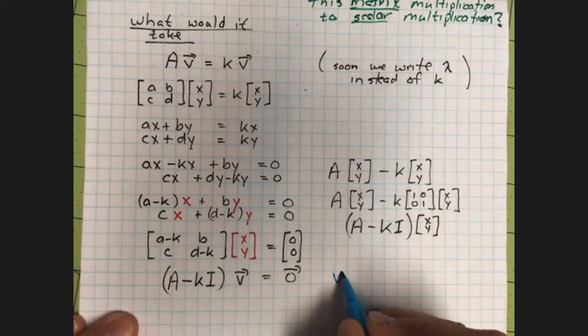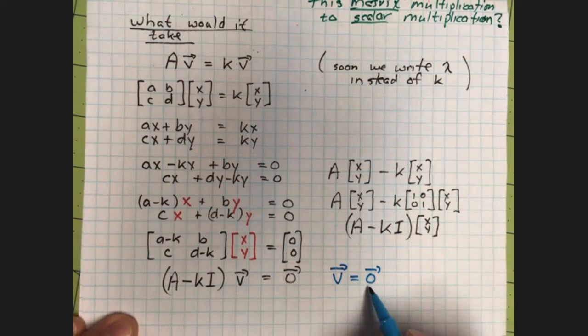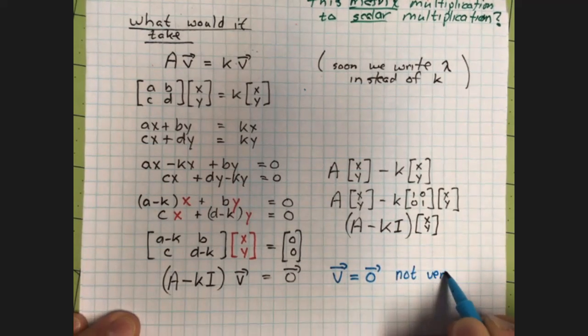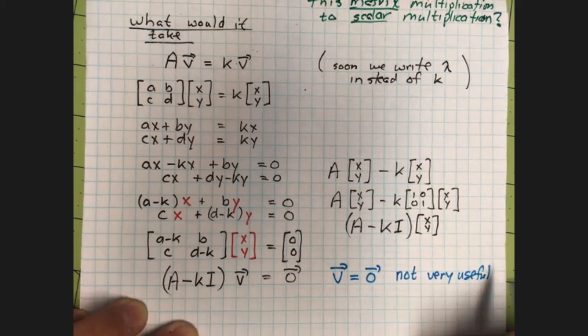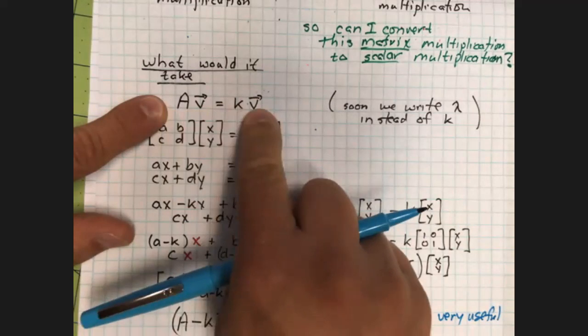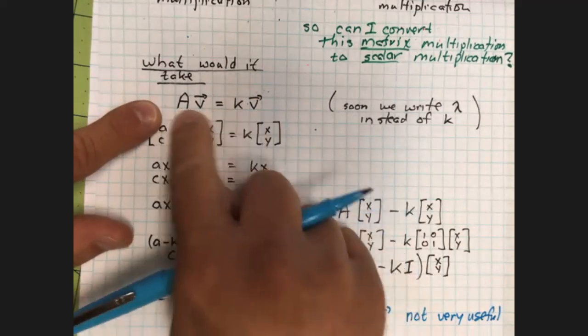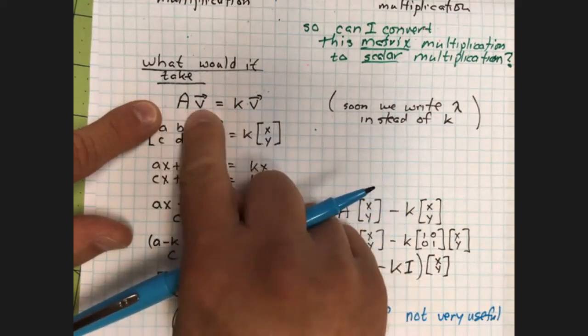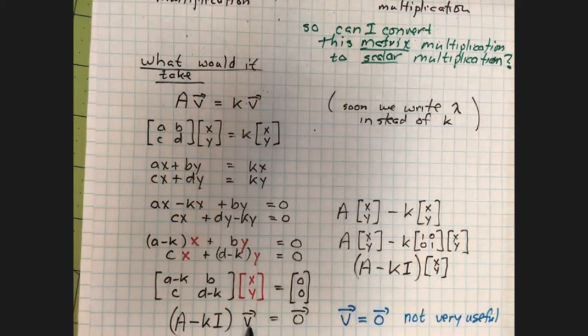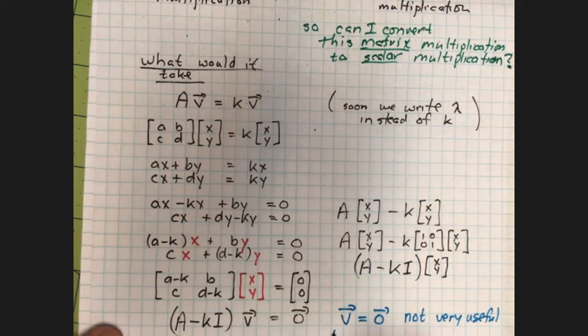Now, do we want the v vector to be zero? Well, it would make this sentence true, but it's not very useful. Why is that not useful? Because up here we're asking, what would it take for A times v to be k times v? And if v is 0, 0, well, no one's going to give me a prize for that. A times 0, 0 is 0, 0. k times 0, 0 is 0, 0. I'm not going to get any reward for letting the v be 0. So let's assume then that the v is not the zero vector.